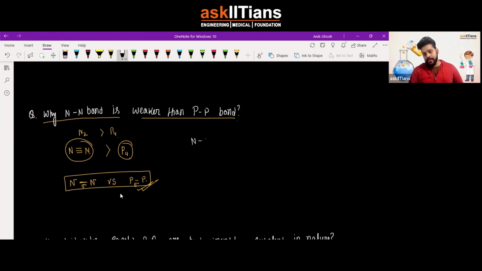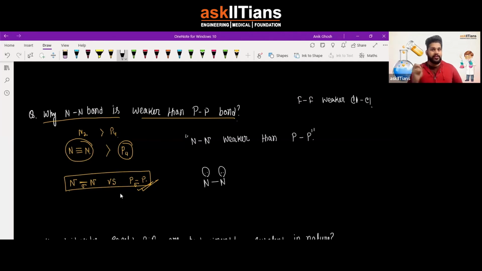So N-N single bond is weaker than P-P single bond. This is the question. Now why is that happening? This is the same reason, guys, why F2 is weaker than Cl2. Same question.